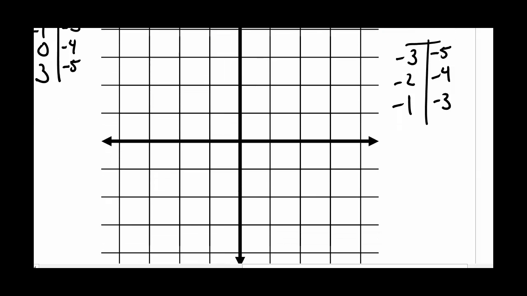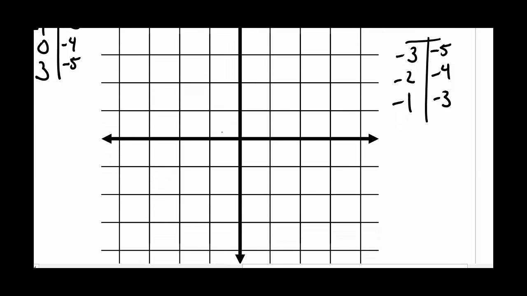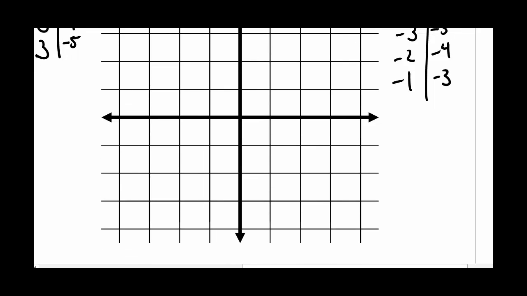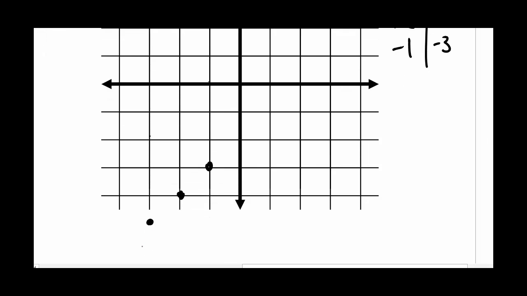And then plot those points. So let's see, can I get the negative 3, negative 5 on there? 1, 2, 3, negative 3, 1, 2, 3, 4. So right down there. Negative 2, negative 4, 1, 2, 3, 4, right there. And negative 1, negative 3, 1, 2, 3, right there. Okay. So then I have to understand enough about the pattern that it's supposed to look like a curve. And so that's what our graph looks like.